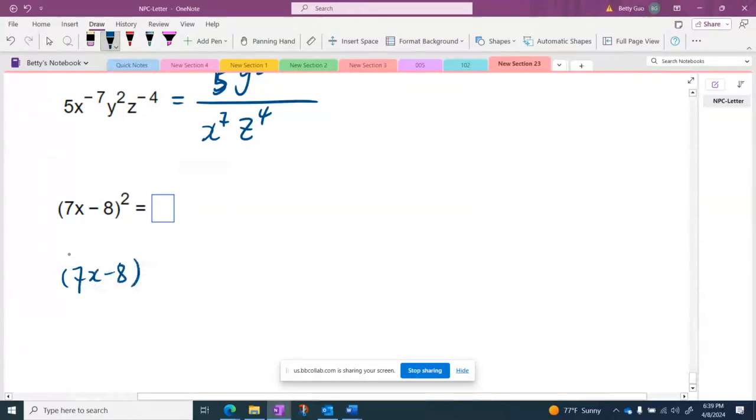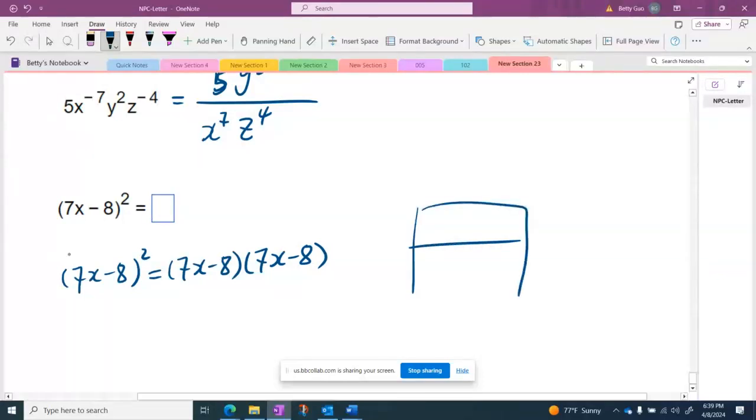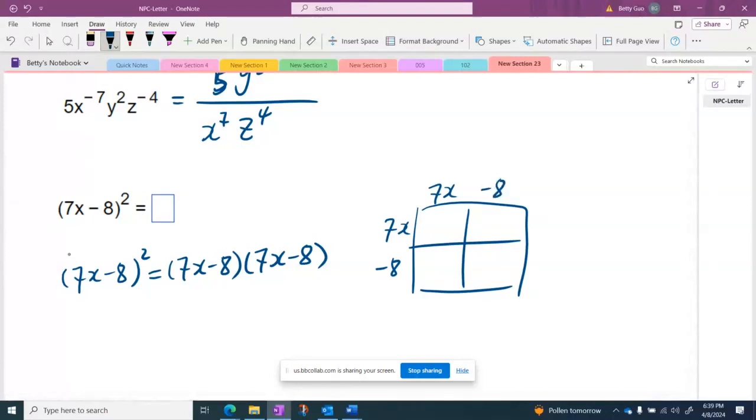7x minus 8, the binomial to the power of 2, is the same as the binomial 7x minus 8 multiplied by itself. So this is a binomial times a binomial. Our box is going to have 4 cells. It's a 2 by 2 box. We put 7x minus 8 here and 7x minus 8 here. Let's fill in the cells in the box.